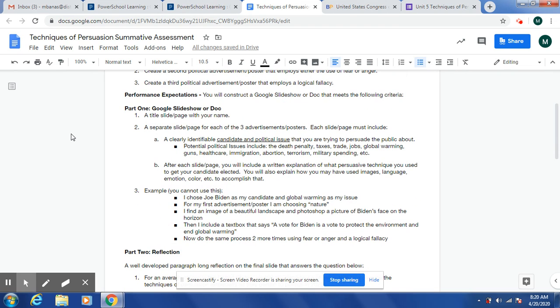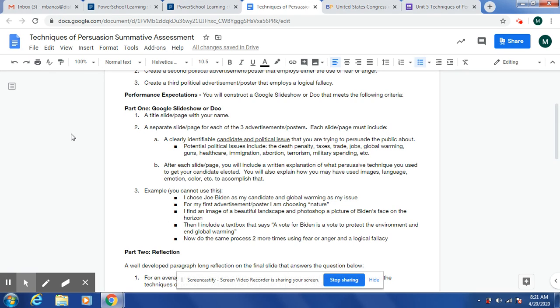So create a title slideshow with your name, and a separate slide page for each of the three advertisement posters. Each slide page must include a clearly identifiable candidate and a political issue that you're trying to persuade the public about. So it could be political issues like the death penalty, taxes, trade, jobs, global warming, guns, healthcare, etc. And after each slide, you will include a written explanation of what persuasive technique you used to get your candidate elected. You will also explain how you may have used image, language, emotion, or color to accomplish that.